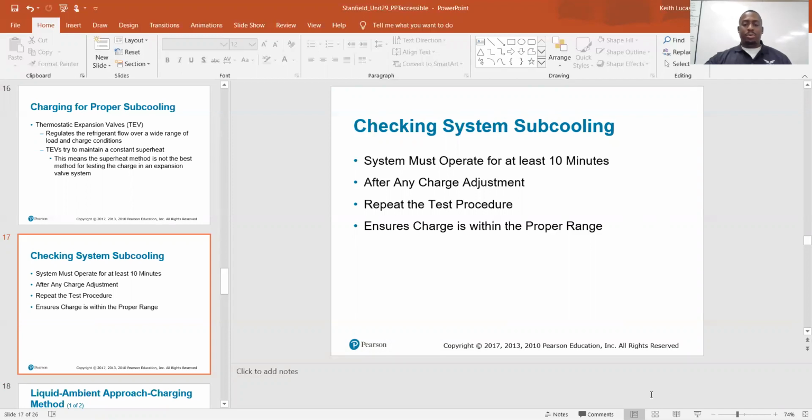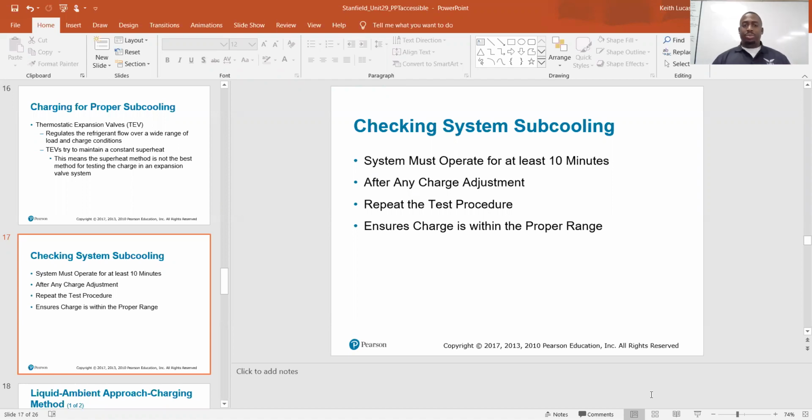So checking system subcooling. The system must operate for at least 10 minutes, same as when you're checking the evaporator. After any charge adjustment, repeat the test procedure to ensure the charge is within the proper range. So on subcooling and superheat, on both of those, you want to approach it in a similar way, which is give your pressures and temperatures time to stabilize before you make a call whether or not you're off or if you're correct.